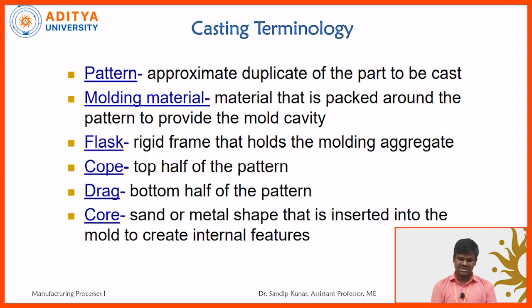Now, in the terminology, we have pattern. A pattern is generally a duplicate of the part which we are going to cast or fabricate. Molding material is the material used in the flask or molding box; in normal cases we use sand. Flask is the box that holds the cope and drag, or holds the total molding. Cope is the top part of the molding box.